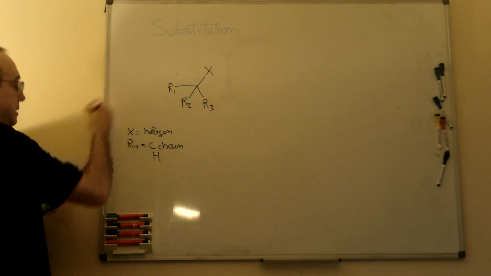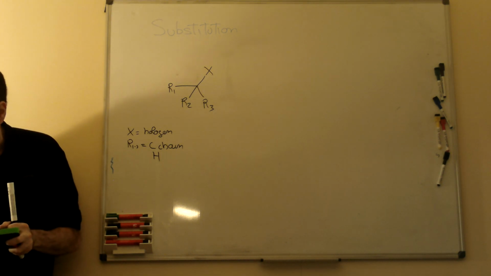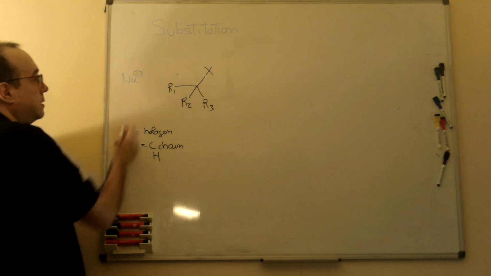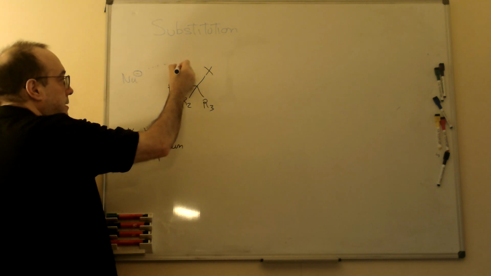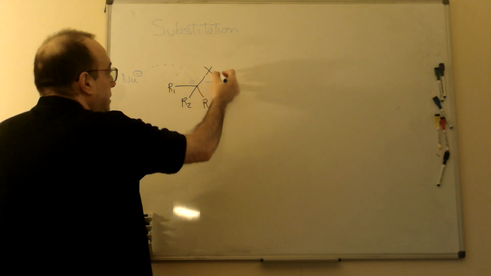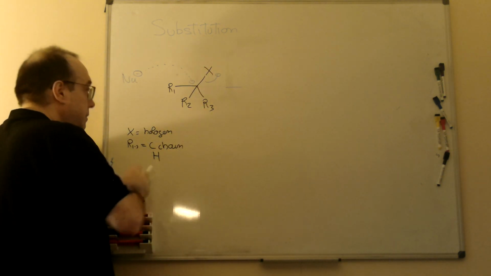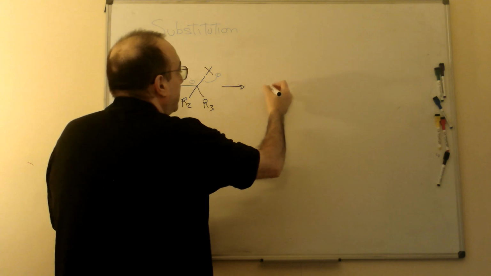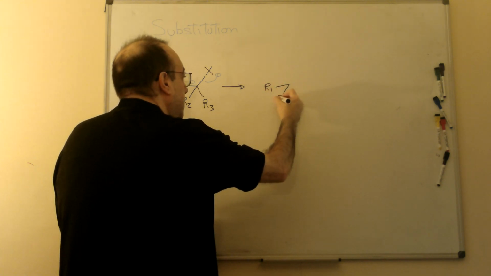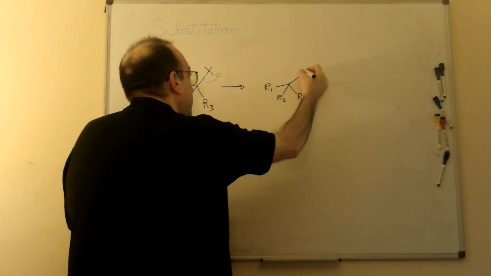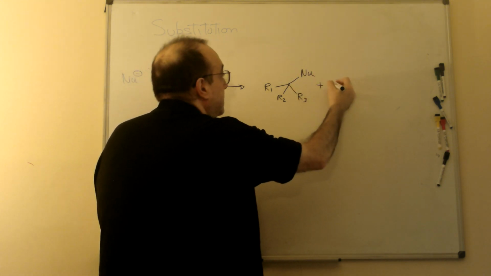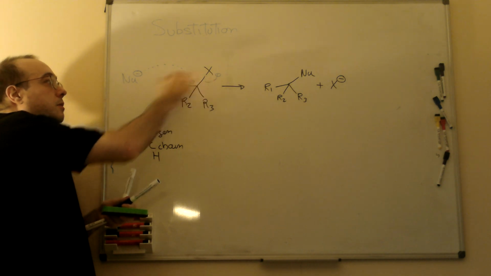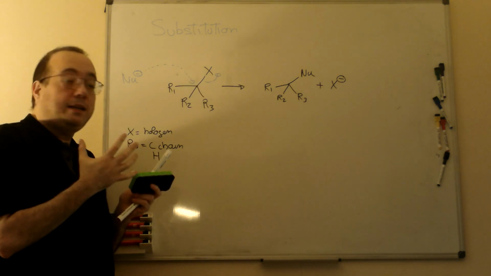Basically what we want to do is we add a nucleophile, and this nucleophile attacks the carbon and the halogen is departing, and what we get is basically the substitution of this nucleophile for the X. This is basically what we will do.